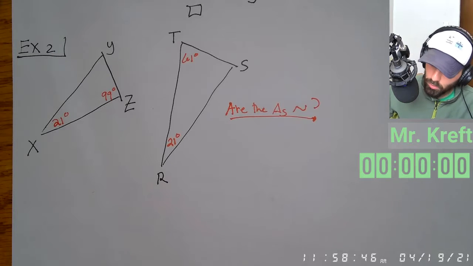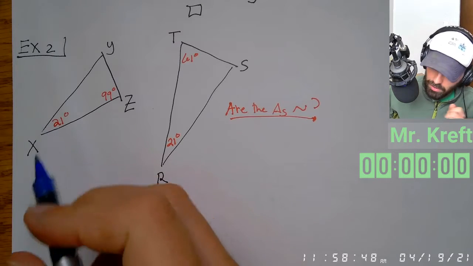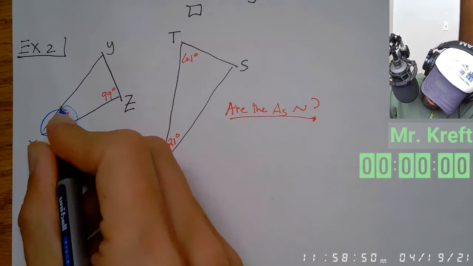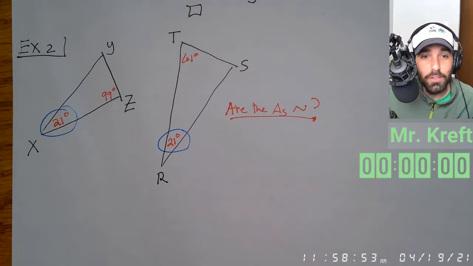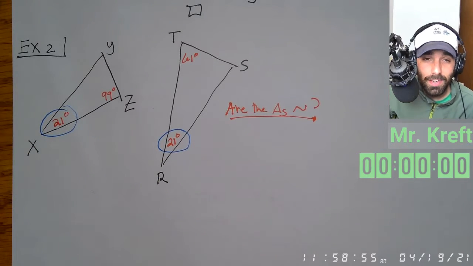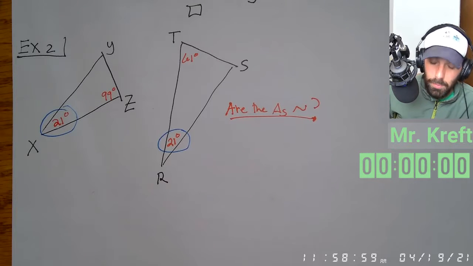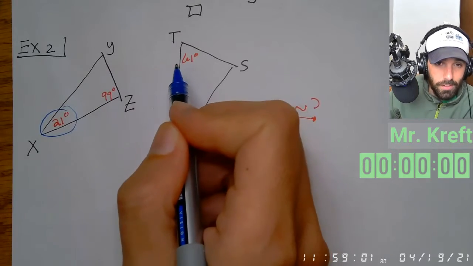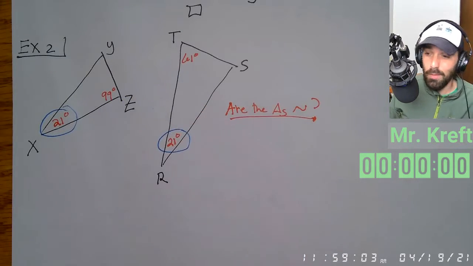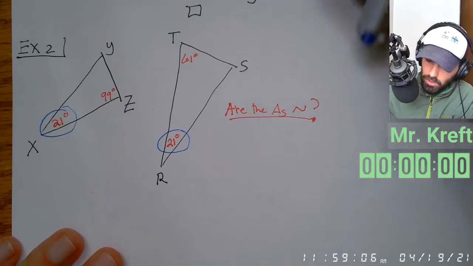All right, so let's take a look at this problem. Right off the bat, the first thing I notice is that I have a pair of corresponding congruent angles. 21 and 21 degrees are the same. Wonderful. But then I look, and 99 and 61 aren't the same. Well, maybe it's just trying to be tricky like the last one.